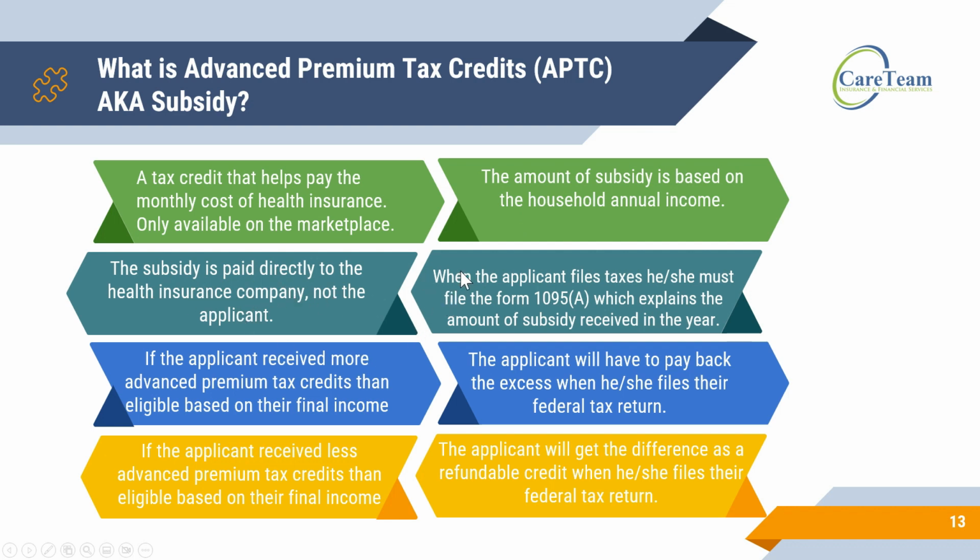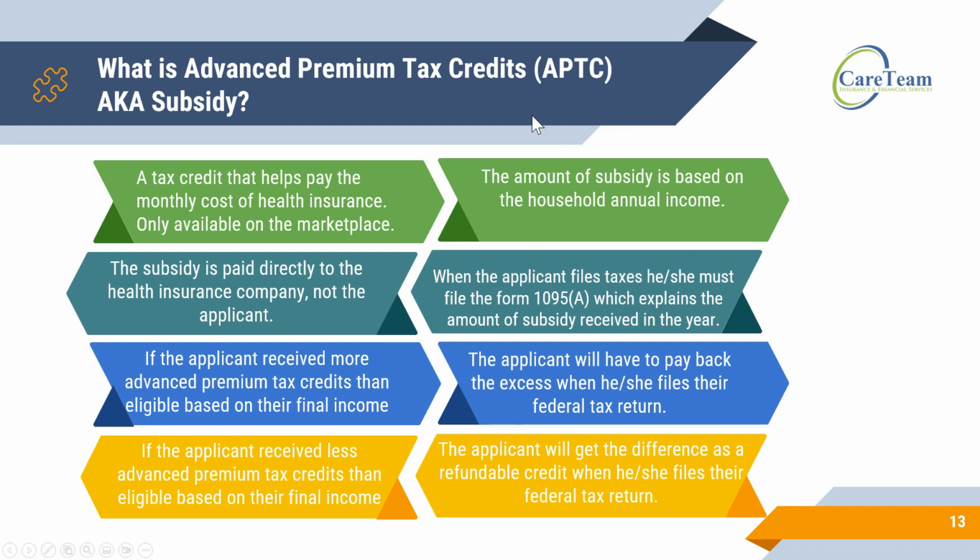When the applicant files taxes, he or she must file the Form 1095-A, which explains the amount of subsidy received in the year. If the applicant received more advanced premium tax credits than eligible based on their final income, the applicant will have to pay back the excess when he or she files their federal tax return. If the applicant received less advanced premium tax credits than they're eligible for based on their final income, the applicant will get the difference as a refundable credit when he or she files their federal tax return.